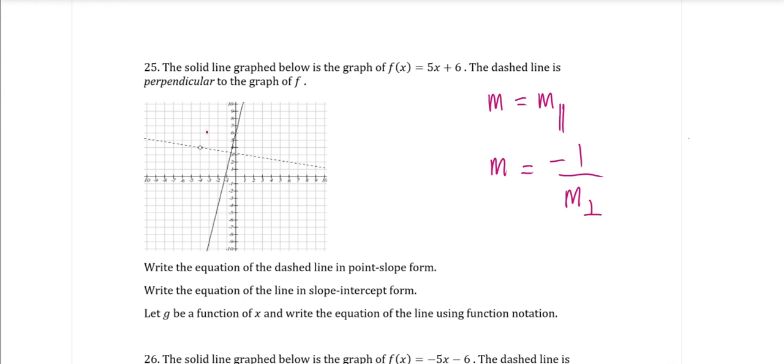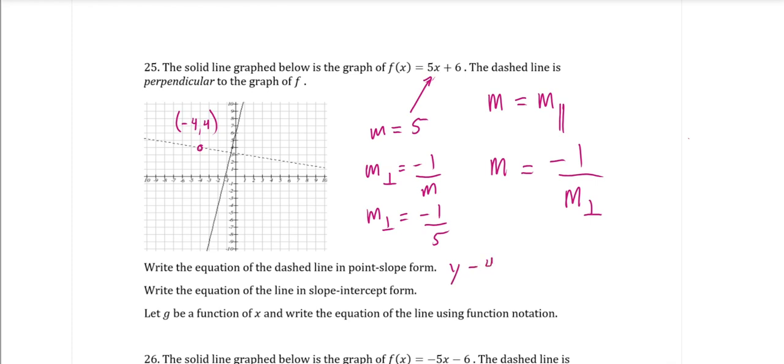So we have two pieces of information given from this graph. One is that the dotted line goes through this point, which is minus 4, 4, and that it is perpendicular to this graph of the solid line, which has a slope of 5. This means that the perpendicular slope is going to be its negative reciprocal. And plugging that in, we wind up with negative 1/5. This gives me everything I need to put it into point slope form. This would be y minus 4 is equal to negative 1/5 times x plus 4.